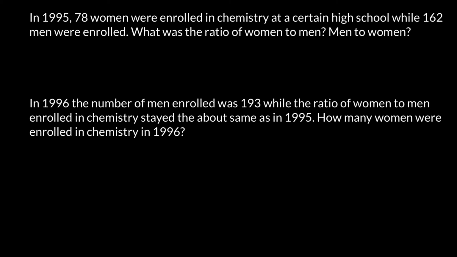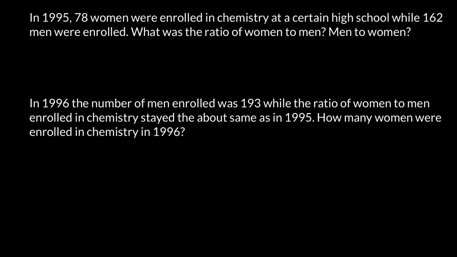So in 1995, 78 women were enrolled in chemistry at a certain high school, while 162 men were enrolled. What was the ratio of women to men, men to women? So there are three ways how we can notate this.